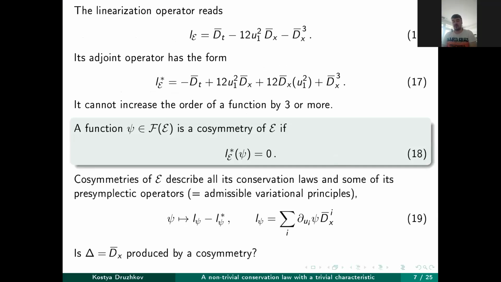So it would be nice to know that we can describe all conservation laws and admissible variational principles by equation 18, but we are going to prove that this is not the case for the potential KdV equation. And formula 19 describes how cosymmetries produce presymplectic operators. So just the usual formula, the same as the formula for jets. And the linearization operator of a cosymmetry C is given by this formula. And the question is, is this delta produced by a cosymmetry? We are going to show that the answer is no.